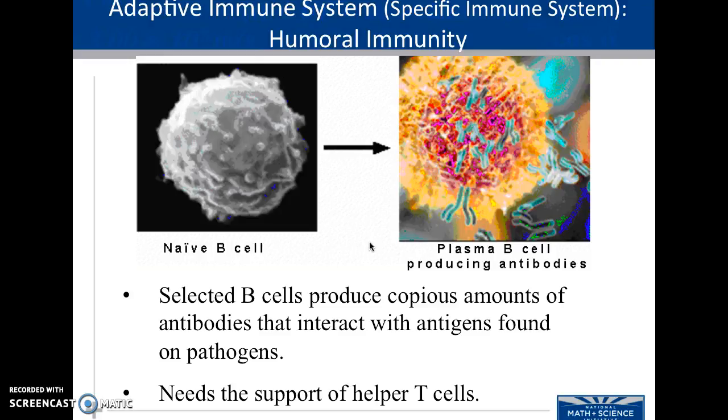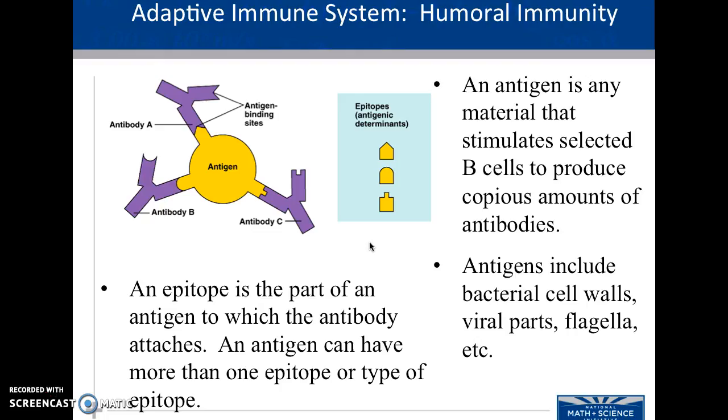Selected B cells produce copious amounts of antibodies that interact with antigens that are found on the pathogens, and they need the support of helper T cells. And if we remember, helper T cells specifically are going to address cells that are infected when they release granzymes and perforins to kill those cells, but they don't create antibodies. An antigen is a material that stimulates selected B cells to produce copious amounts of antibodies.